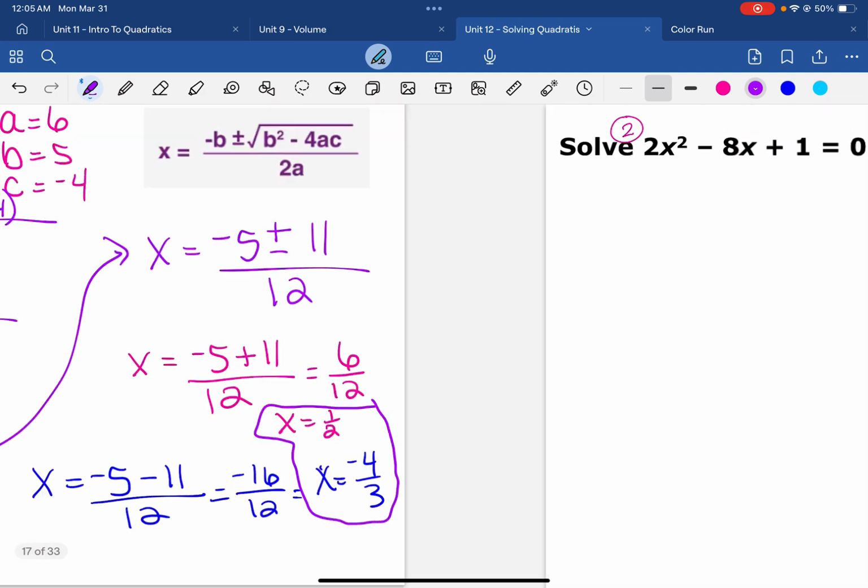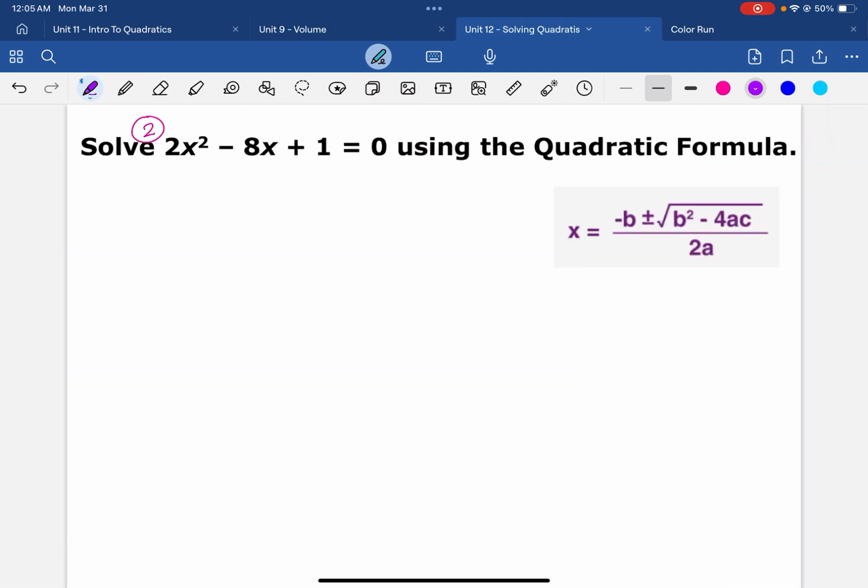All right, let's try another one. I know the formula looks big and scary, but once you just identify the parts, it's just a matter of simplifying. All right, first step, let's identify our a, our b, and our c. A is equal to 2. B is equal to negative 8. C is equal to 1. So here's our quadratic formula. x is equal to negative b plus or minus the square root of b squared minus 4ac all over 2a.